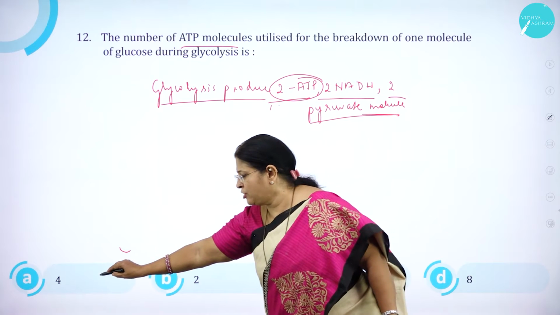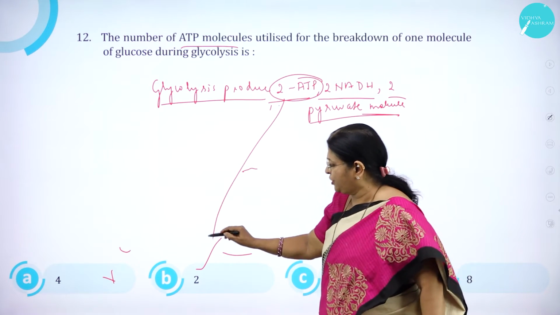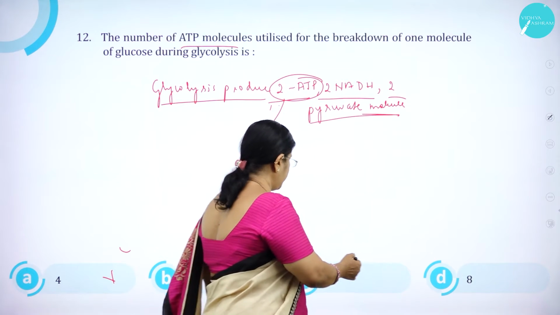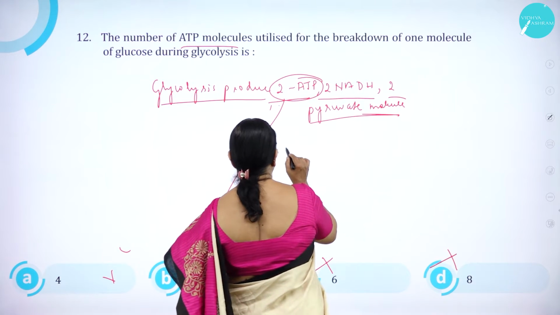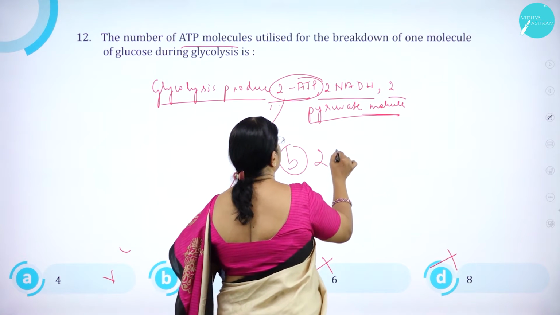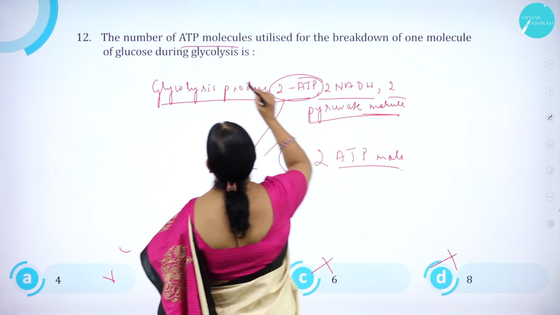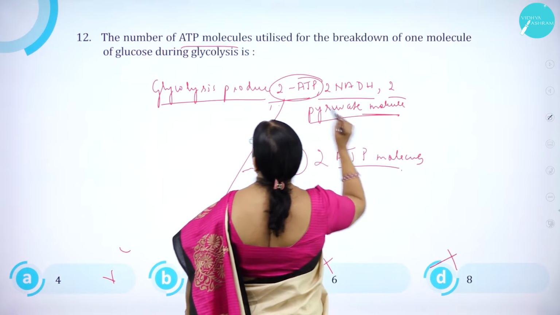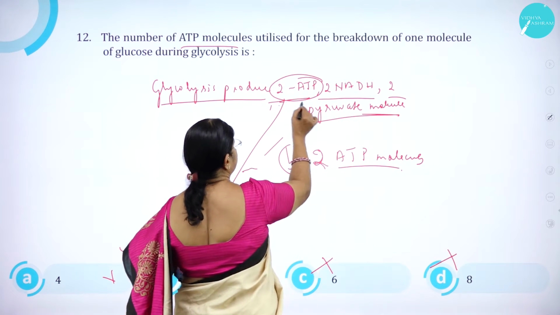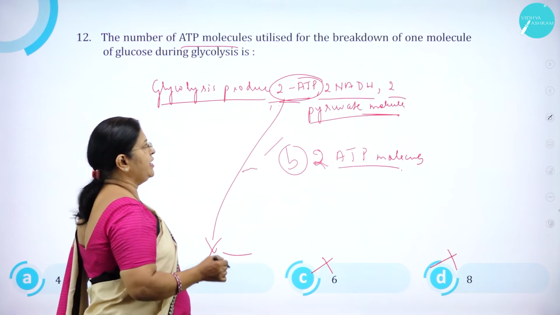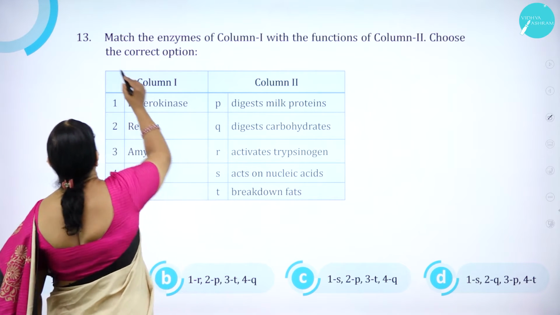Option A, 4, wrong. Option B, 2, correct. Option C, 6, wrong. Option D, 8, wrong. So option B is correct, that is 2 ATP molecules. So glycolysis produces 2 ATP, 2 NADH and 2 pyruvate molecules. Moving on to question number 13.